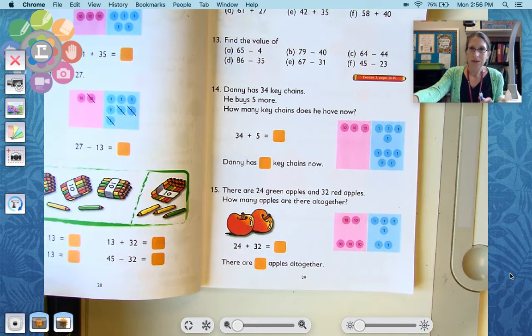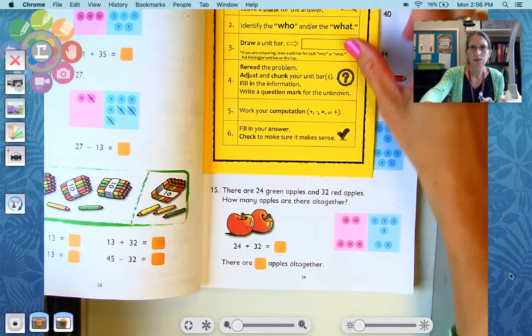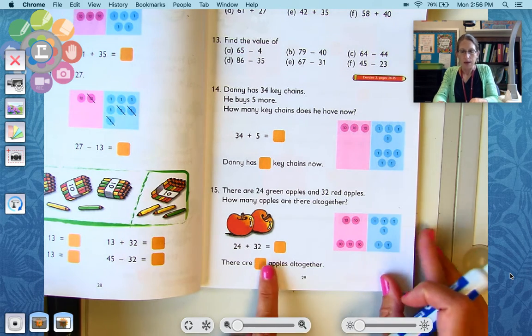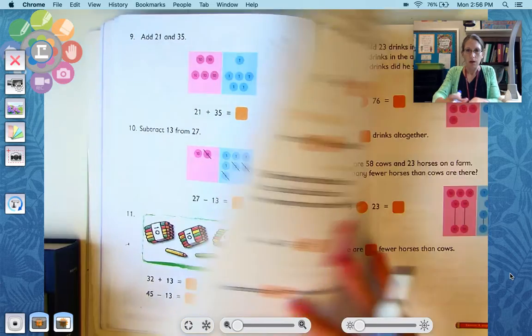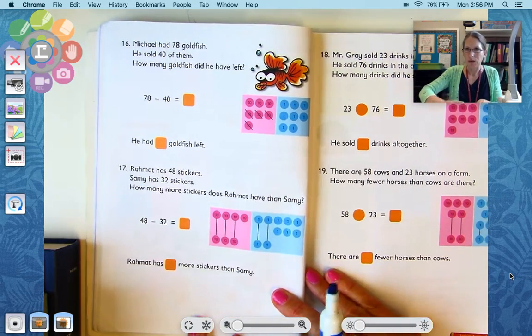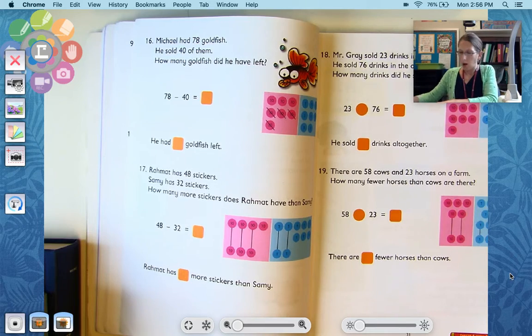So this last step is really important, to check to make sure, does my answer make sense? So that's a really important step. Okay, I'm going to go ahead and skip over this one. You can definitely do this one on your own, but I have one other one, maybe two other ones I wanted to show you. Miss Taylor's trying not to make my videos quite so long.